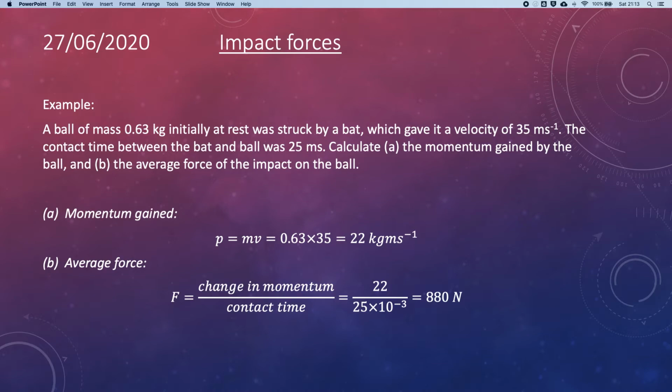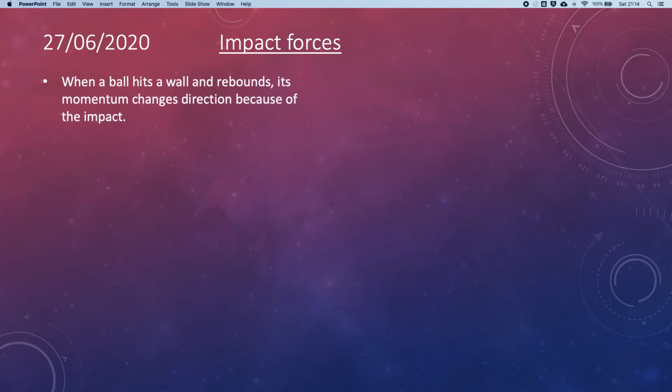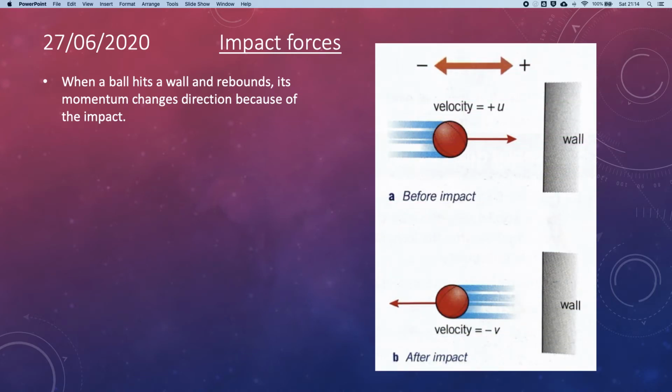Very straightforward. We've got our formulas, p equals mv, and force is change in momentum divided by time. Nothing more complicated here. All we need to work out is where they get the information from in the question. So, what if the object hits a wall, for instance? If it hits a wall and rebounds, its momentum changes direction because of the impact, like in the diagram.